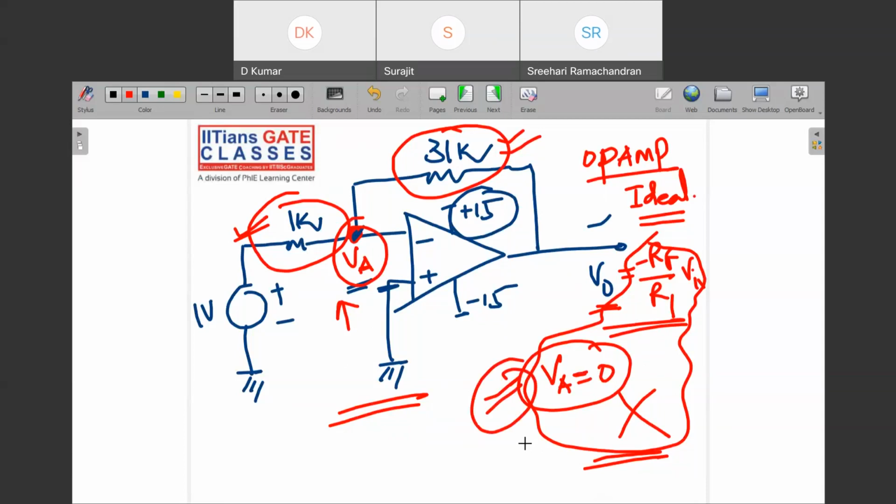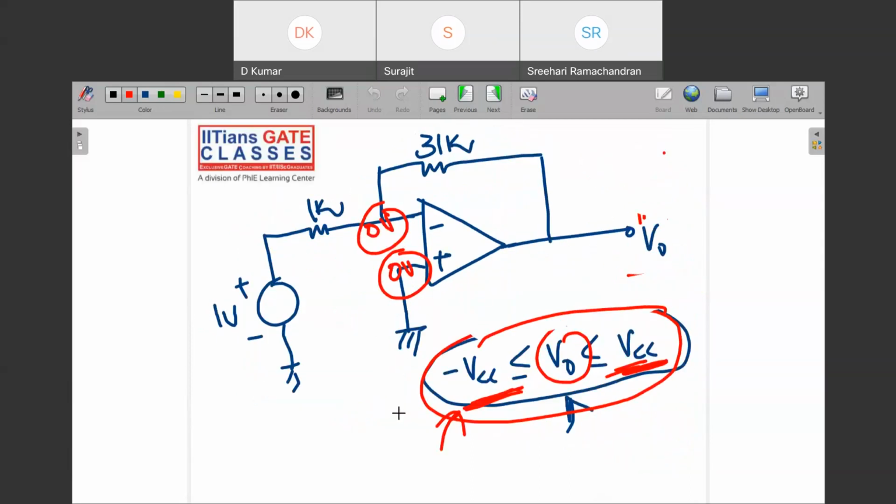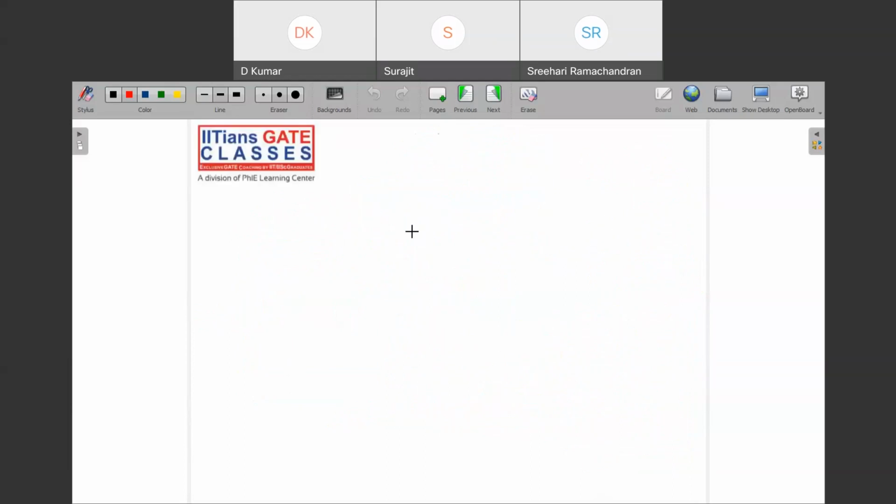Actually, whenever the supply voltage is given, you have to be cautious. Yes, Surajit, it is a great suggestion. Whenever the supply voltage is given, and also the resistance values, you have to focus on the resistance values as well. After all, your gain depends upon the resistances connected around the op-amp. So you can calculate VA now.